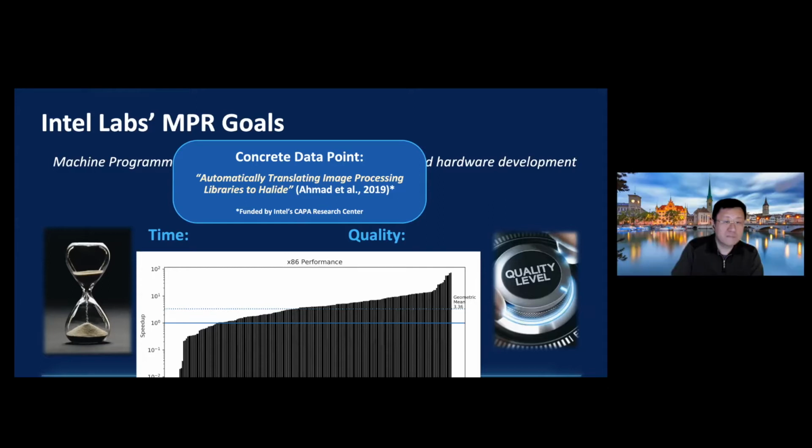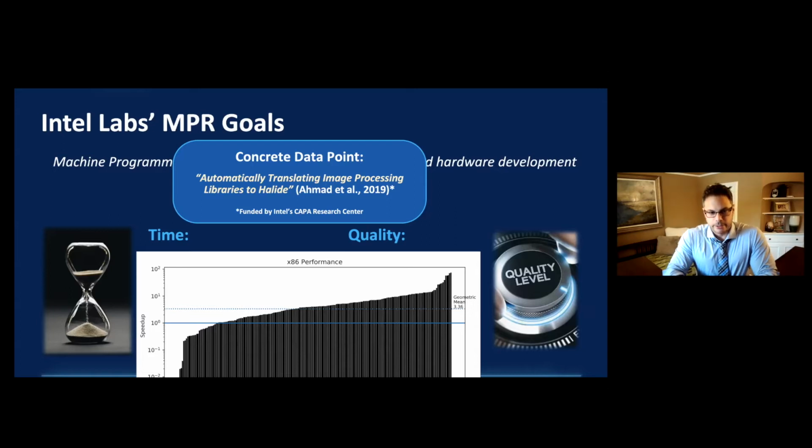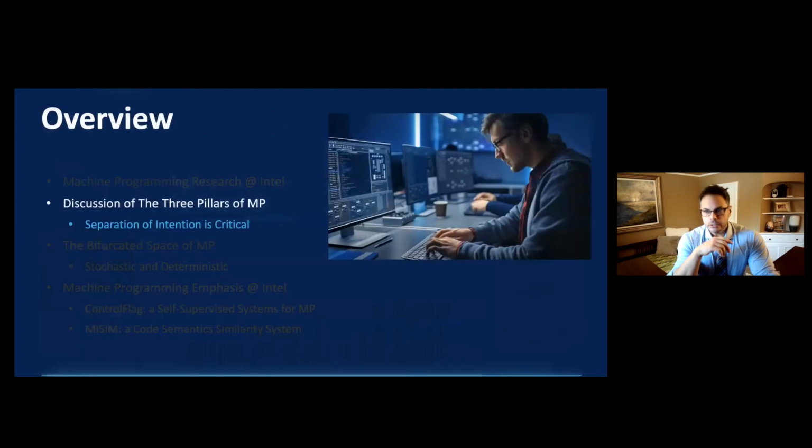No worries. So just to point out that this is something that we can do today for constrained spaces. And we'll talk a little bit more about this example and how this is possible, especially in that bifurcated space that I talked about. So now we understand basically what the high level charter of machine programming is at Intel.